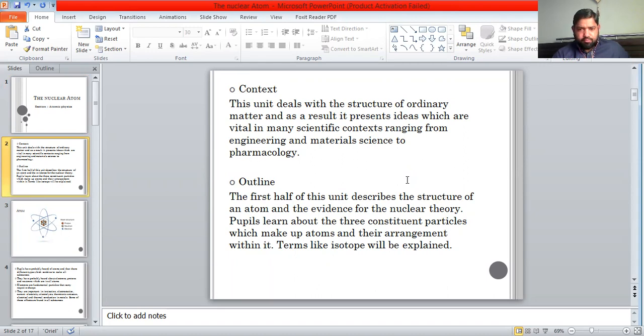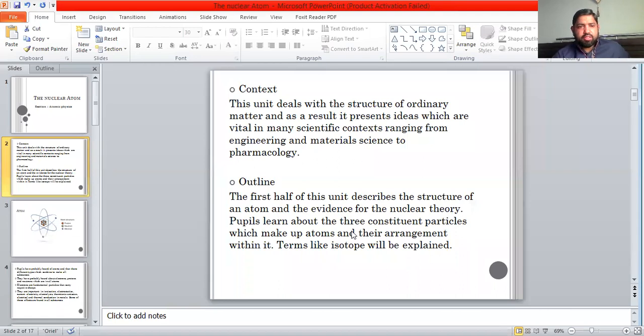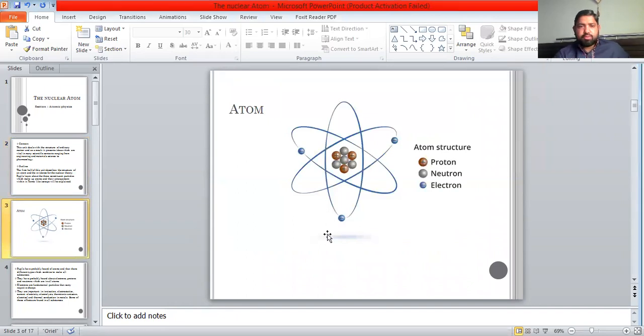And first off of this section means the nuclear atom. We'll be discussing the theory in which the structure of an atom was given. Now, most of us have heard that the atom is the basic structure of all the substances, and the atom itself has subatomic particles. For example, there are three basic particles which are known as proton, neutron, and electron.